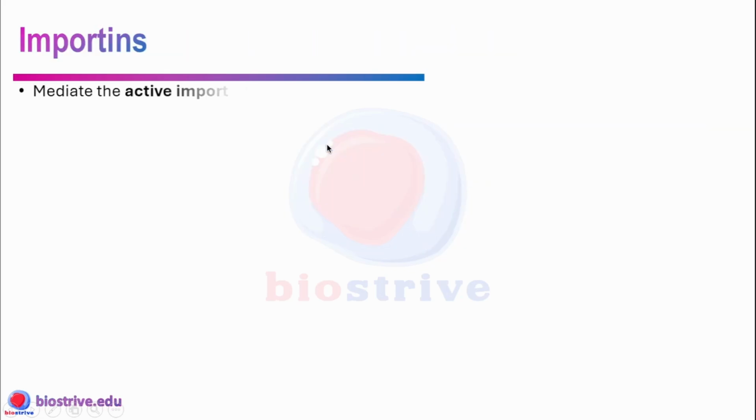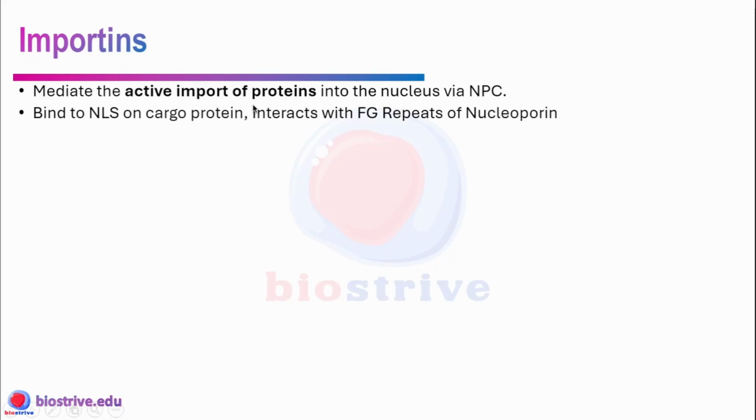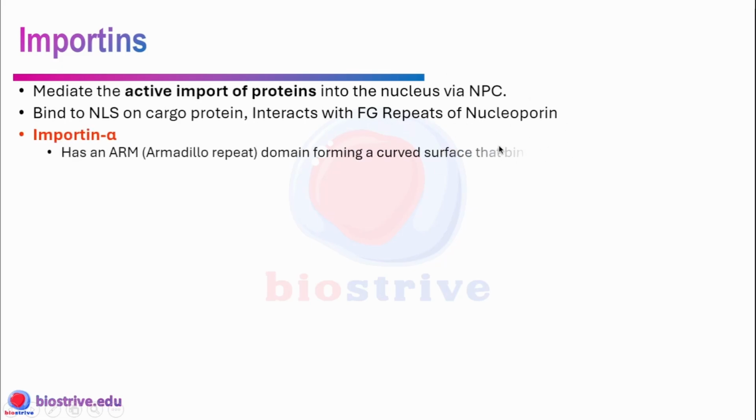In case of importins, we can say that they are involved in active import of proteins, because the size of proteins is more than 40 or 50 kilodaltons. There will be utilization of energy by RAN GTP gradients. So importins are for active import of these proteins. They bind to the NLS on the cargo protein. When they pass through the translocation channel, they interact with FG receptors on these nucleoporins.